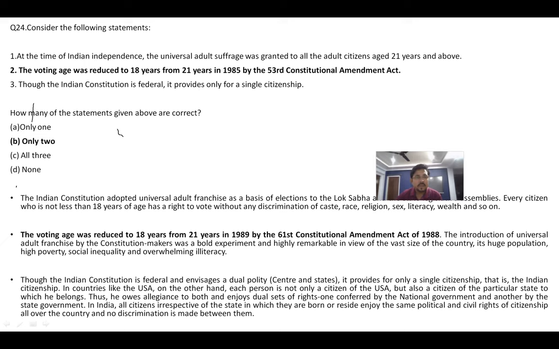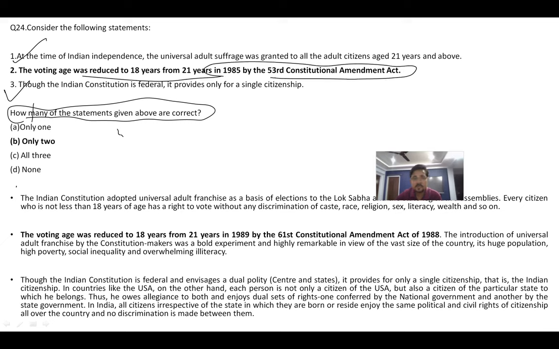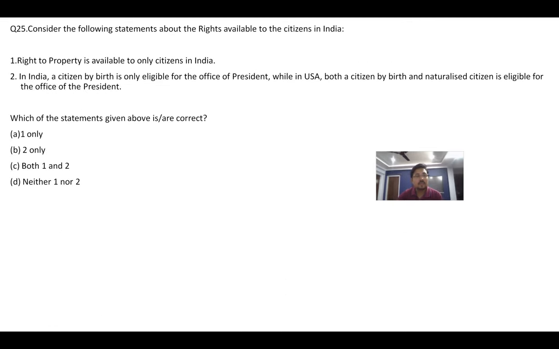So only two means how many of the statements are correct? Only those statements are correct. The voting age was reduced to 18 years from 21 years in 1989 by the 61st Constitutional Amendment Act of 1988. Okay, so next we will go to question number 25.